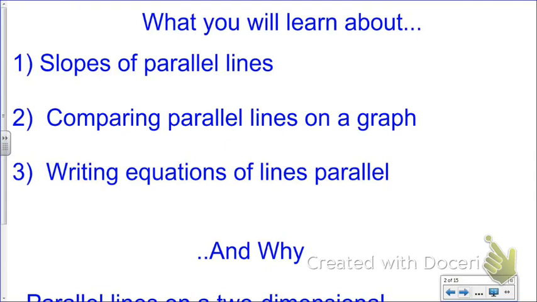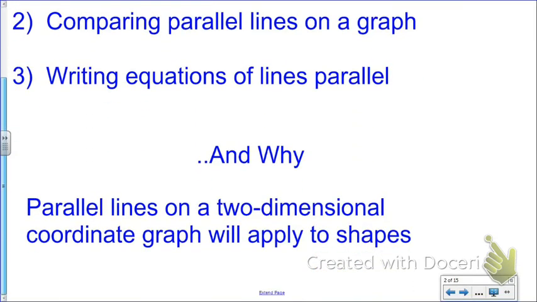What we're going to learn about in this lesson is how you can tell if two lines are parallel by looking at their slopes. So, what's true about the slopes of parallel lines? Number 2, comparing parallel lines on a graph, so we'll see what they look like. Number 3, writing equations of lines that are parallel, and why they're parallel. And we'll take a look at parallel lines on a two-dimensional coordinate graph, and we'll apply that to shapes.